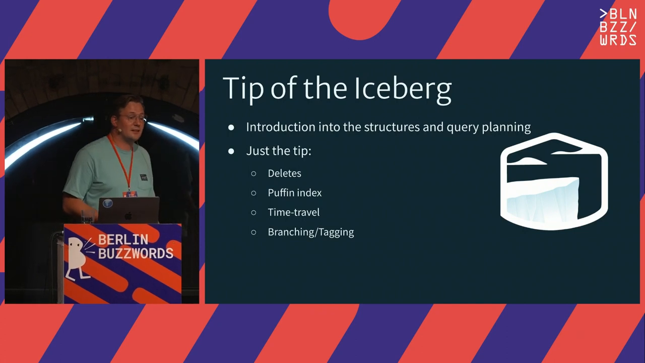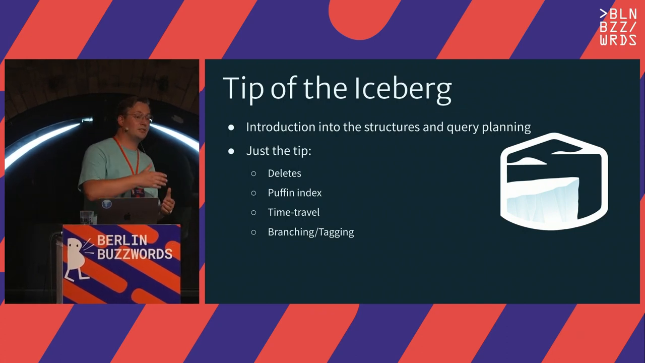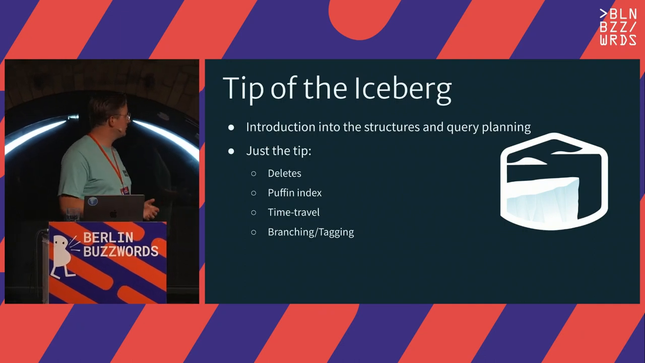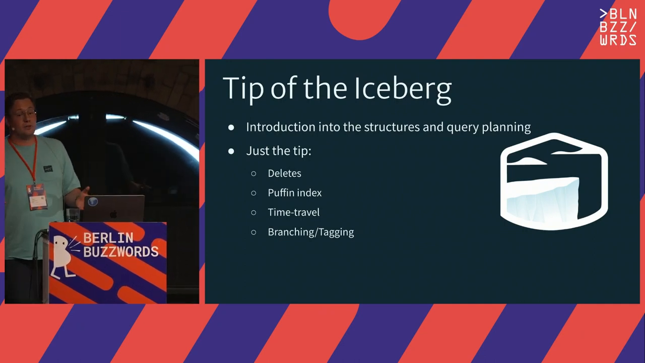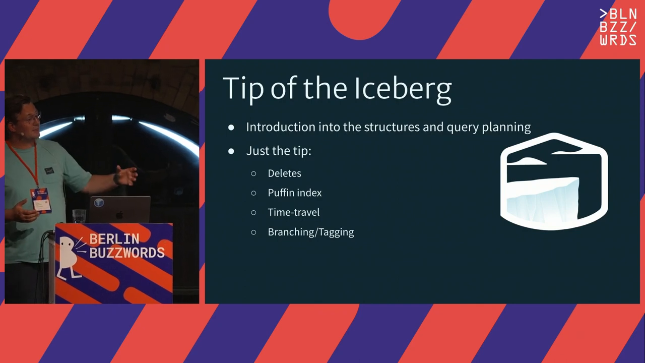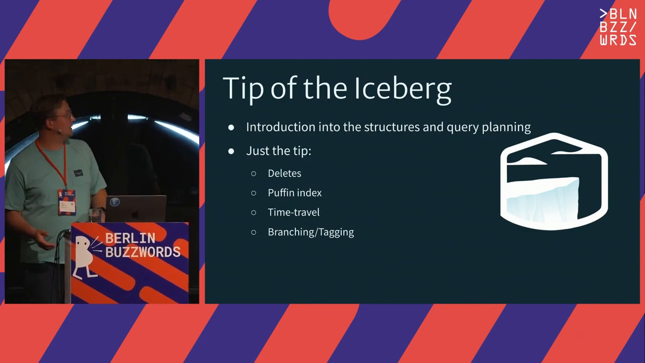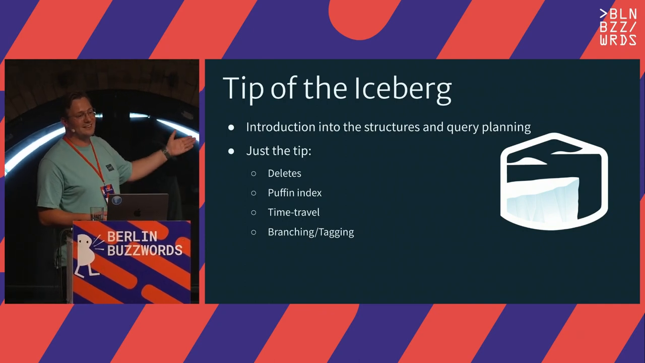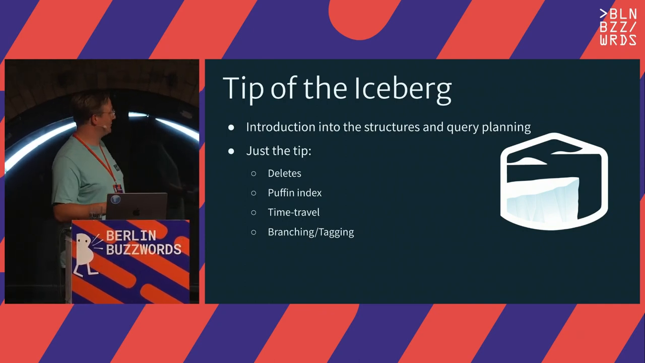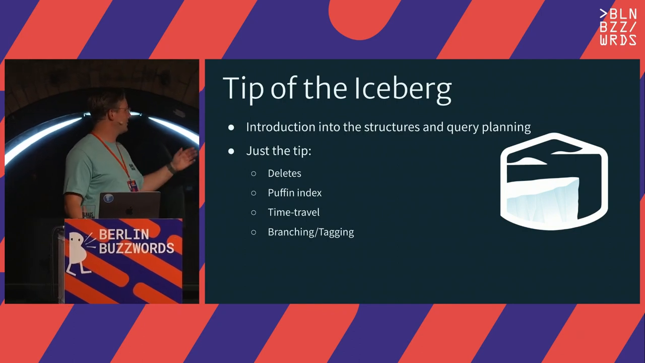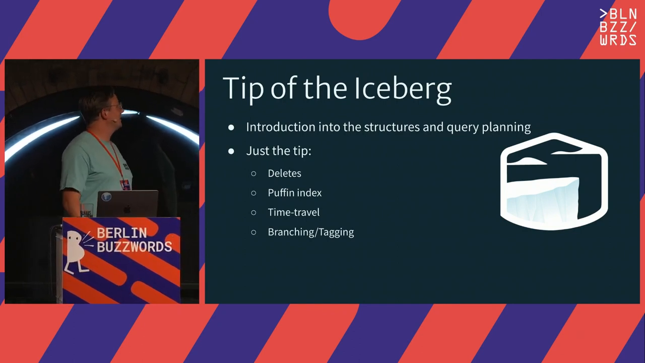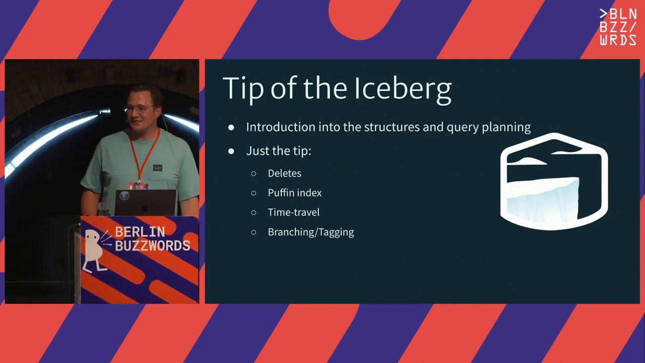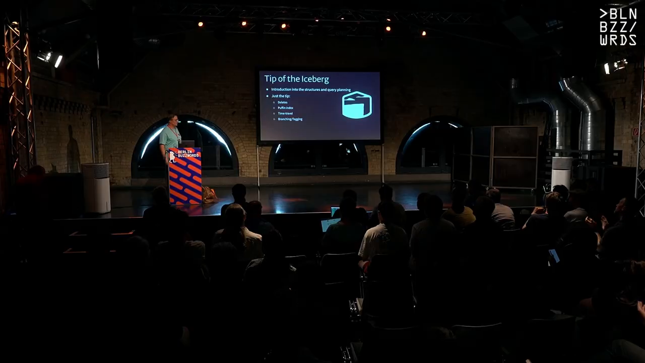The Puffin index, it's a new format that allows you to ship indexes together with the actual data files. For example, if you want to have a bitmap index, you can put them in the Puffin file. You can actually use this to speed up your queries. Things like time travel. As you can see with the snapshots, you can go through time, but it's also much more complicated than that, and also the support for branching and tagging. That's all in there. I think that's it for now. Thank you.